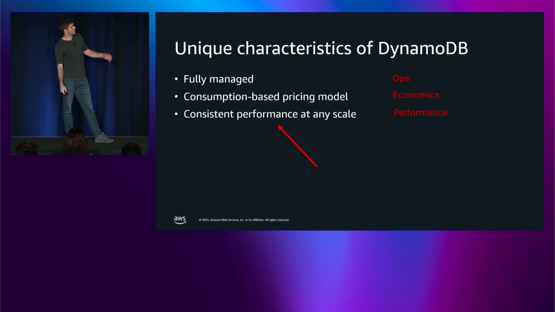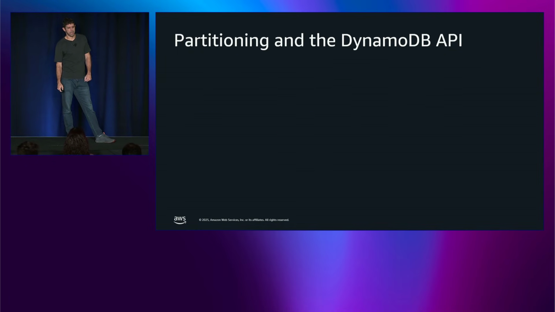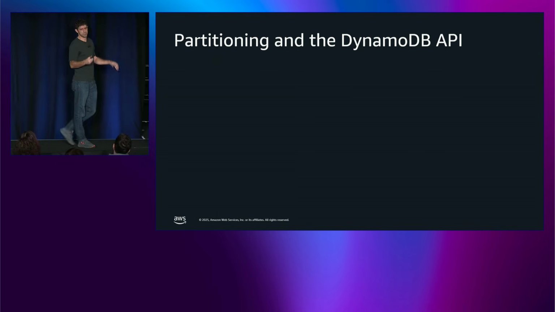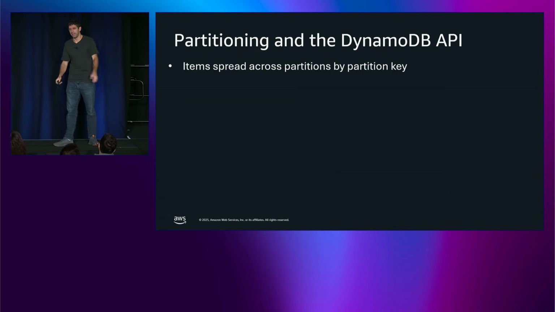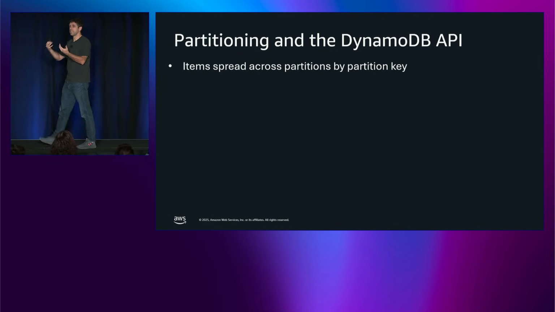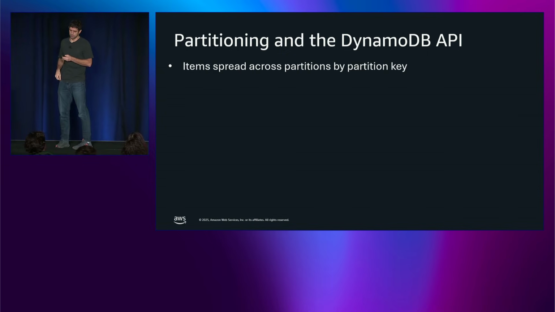So that's where that consistent performance at any scale happens. And I think, again, the most important thing you need to know is the combination between partitioning and how the DynamoDB API exposes that to you, right? Because again, these items are going to be spread across your partitions by that partition key. And then you want to be using that partition key, using that whole primary key to identify your items.